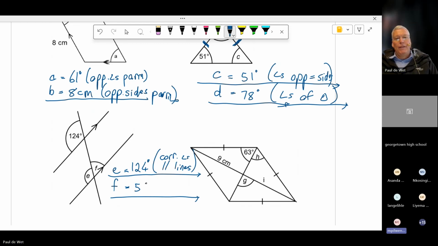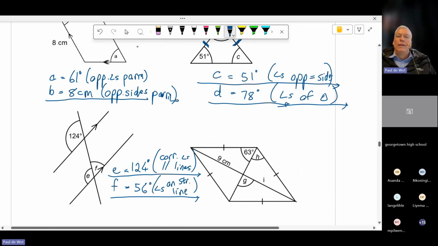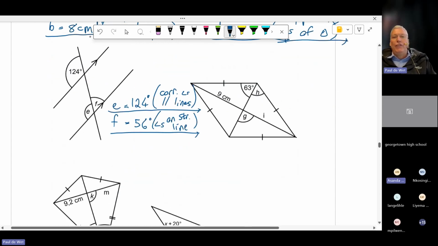56 degrees. Why? Angles on a straight line. All the angles on a straight line add up to 180. Okay, right.